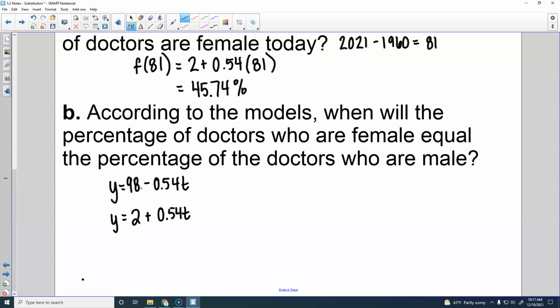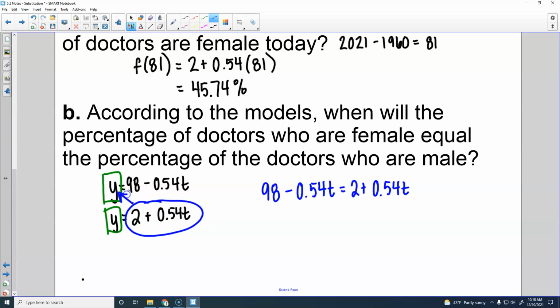So, the idea of substitution here, we want to know when these two things are equal to each other. So both of these give us the percentage of doctors, for male and female. We want to know when those are equal to each other. So if we want to know when they're equal, we can just set these equations equal to each other. So we can say 98 minus 0.54t equals 2 plus 0.54t. This is called substitution because since these both equal y, we can take this and replace the y right here to end up getting the two equal to each other.